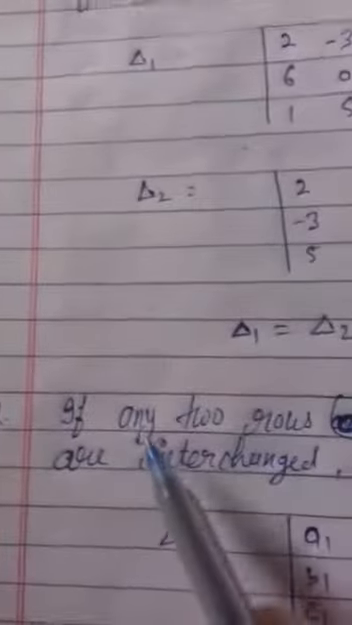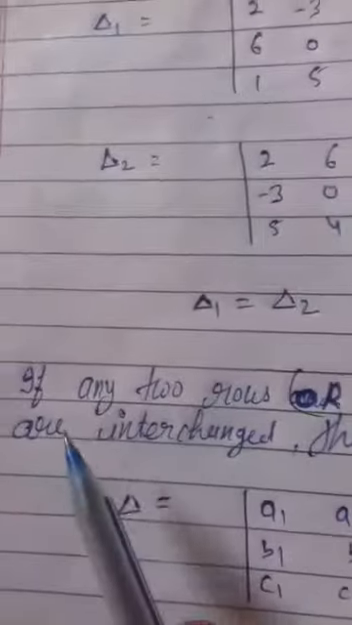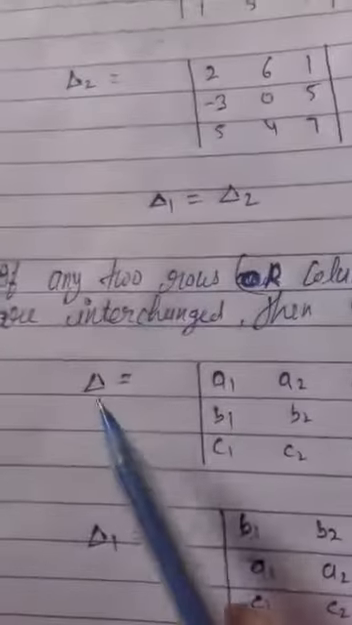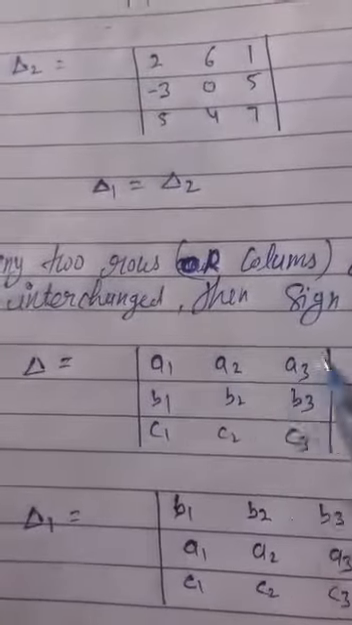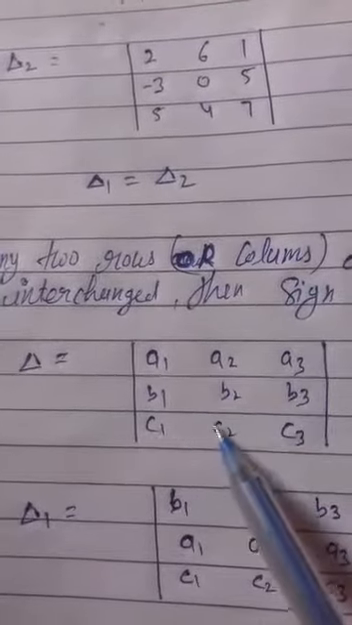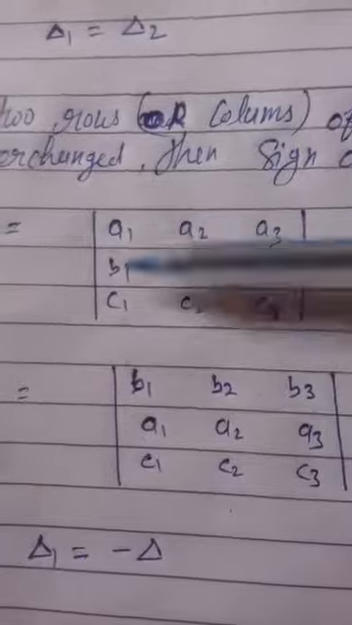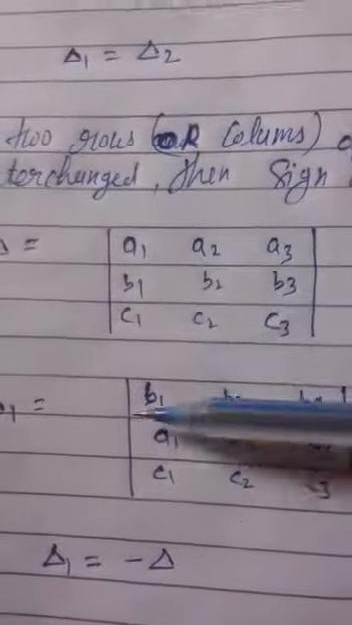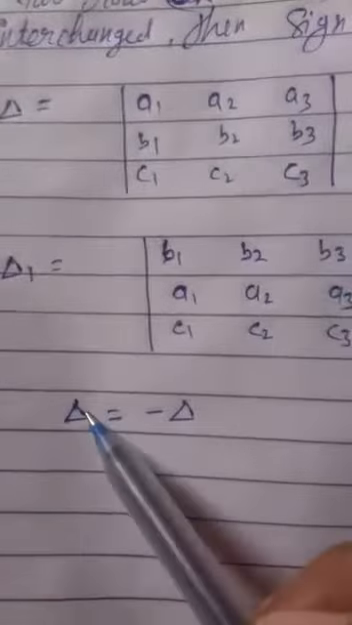Second property: if any two rows or columns of a determinant are interchanged, then the sign of the determinant changes. Means that if del equals a1 a2 a3, b1 b2 b3, c1 c2 c3, and we have interchanged the first row with the second row, then the value of del 1 will be the negative sign of del.